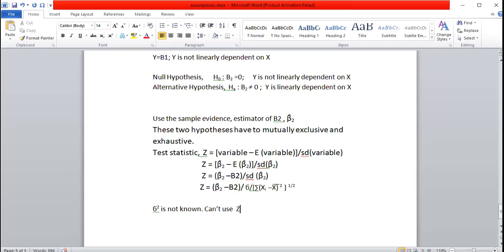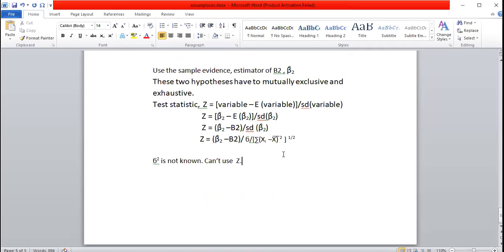I'll finish it up in 5 minutes. Here, you want to do this test, but Z is not possible. Also, is Z a normal distribution? Z is normal. Z will be normal only if beta 2 hat is normal, because beta 2 hat is the only variable here. Z equals beta 2 hat minus beta 2, which is a constant, and the standard deviation is also a constant, a population parameter. So if beta 2 hat is normally distributed, Z will be normally distributed.